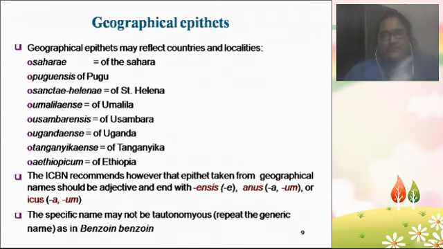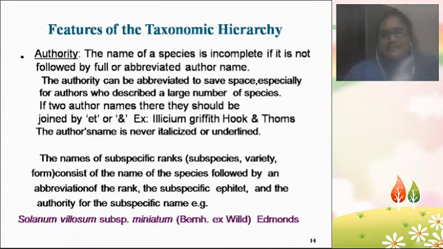So let us begin with the features of the taxonomic hierarchy. In the previous slide I stopped the previous video lesson, and from here I am continuing the next part. Okay, so in this slide we are going to see about the features of the taxonomic hierarchy.